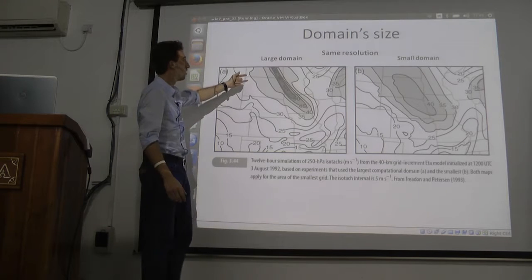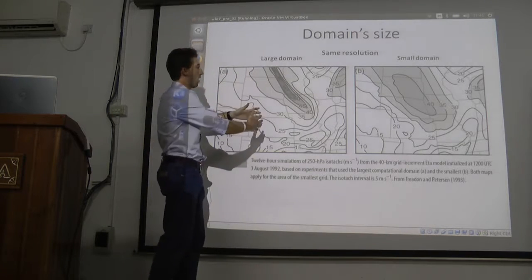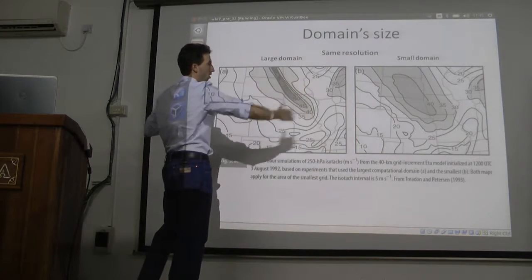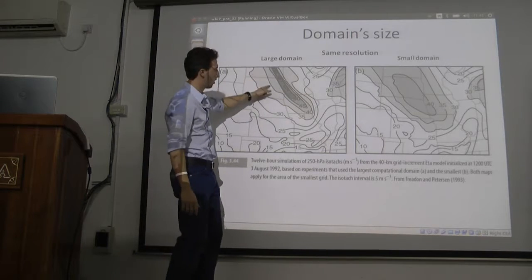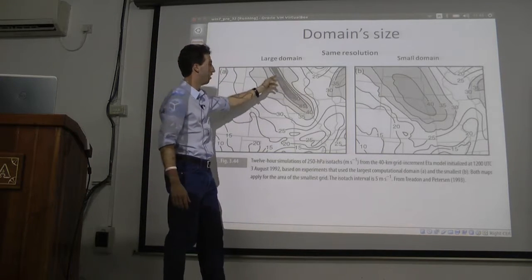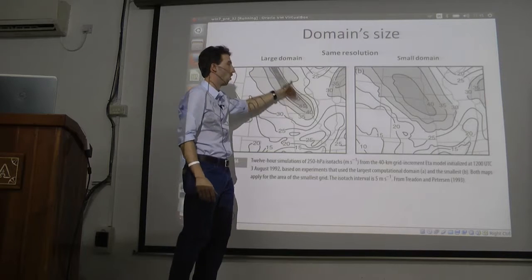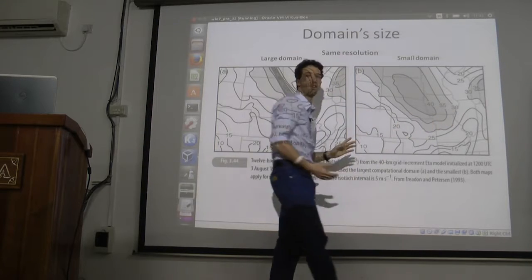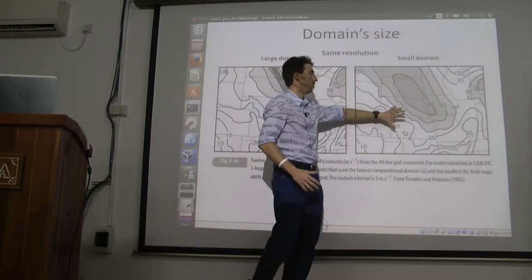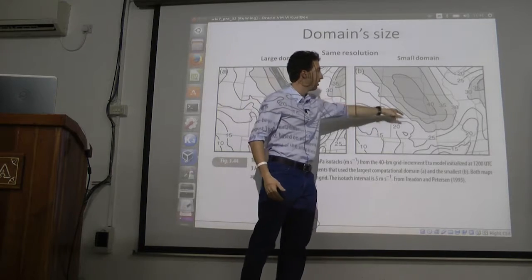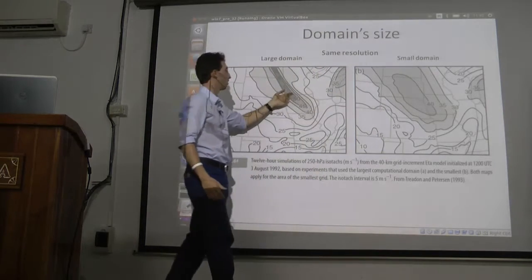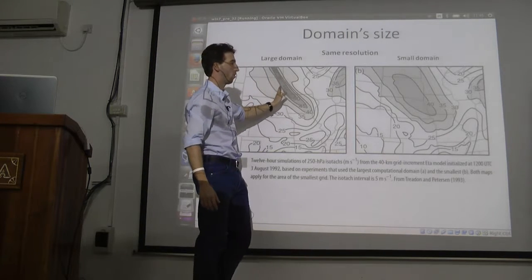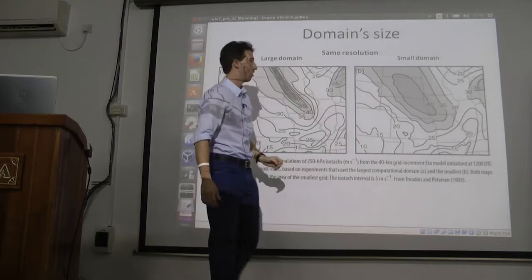And what happened here is that when the lateral boundaries of the model were far away, it solved a jet stream well. This is wind. When the boundaries were close to my area of interest, it didn't solve the jet stream, although the resolution was 40 kilometers both here and here.